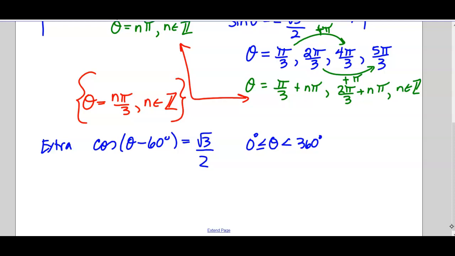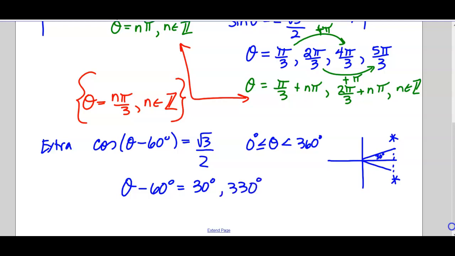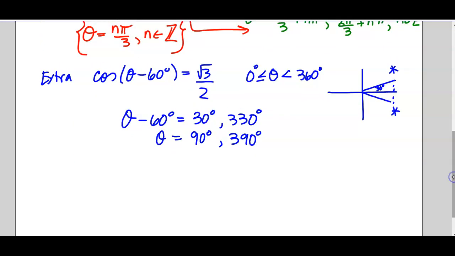Okay, and then the last one. I'm going to do this last one. So here, just a translation, no stretches. It's already solved for cos. Cos is positive, so first and fourth. Cos is root 3 over 2, so the reference angle is, we're dealing in degrees, 30 degrees. If you didn't look at the domain, you'd probably go like this. Then you'd add 60, and you go, oh, 390 doesn't fall into that. So then you go theta equals 90 degrees.